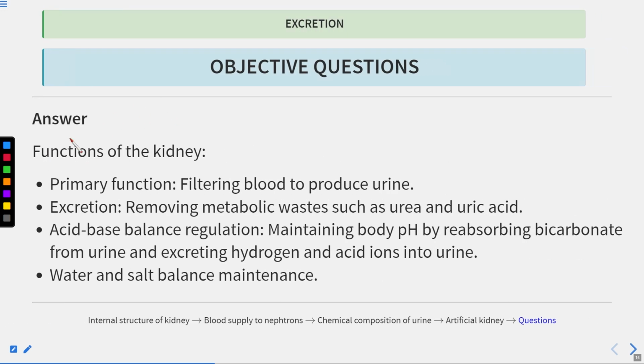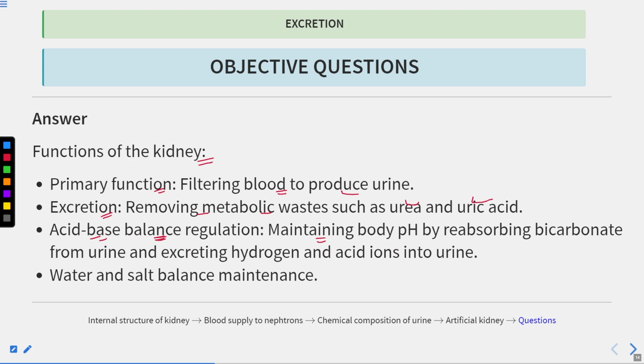Now what is the explanation here? So let's have a look at the functions of the kidney. What is the primary function? Primary function is the filtering out of the blood to produce the urine. Now next function is excretion. Excretion is removing the metabolic waste such as the urea and the uric acid. Now another function of kidney is maintaining the acid-base balance, or you can say acid-base balance regulation.